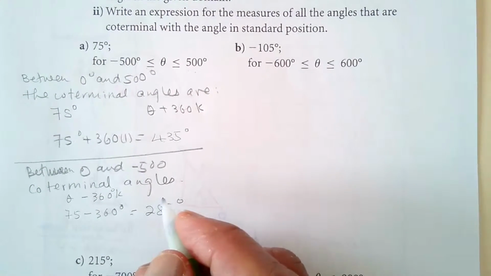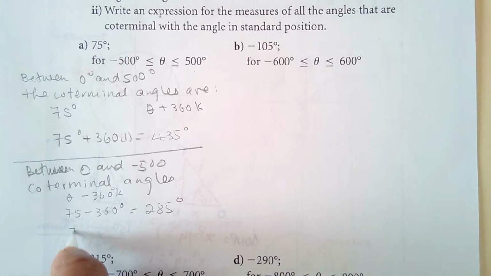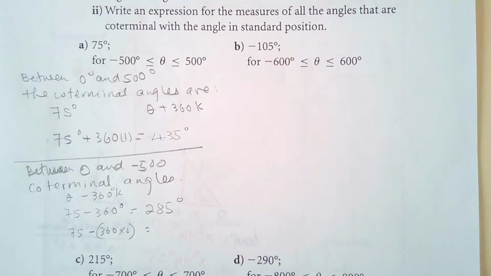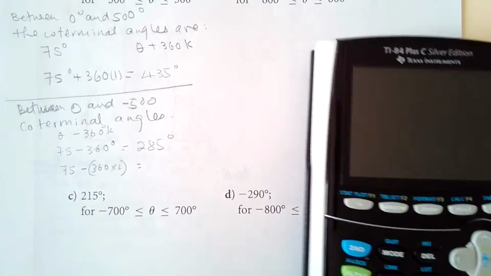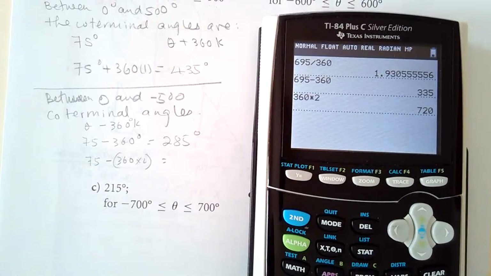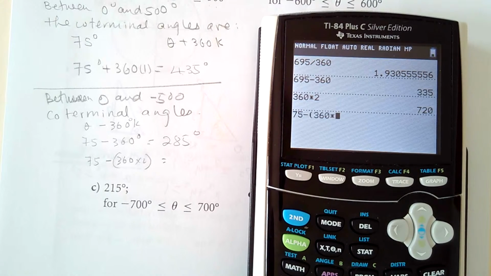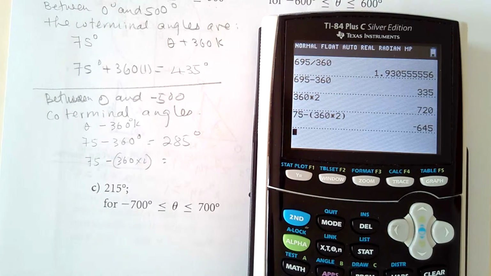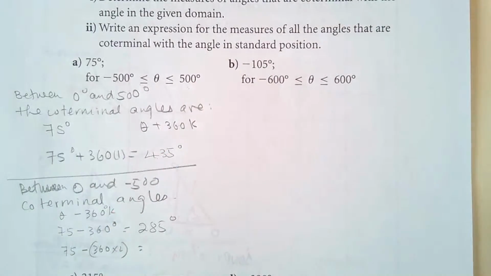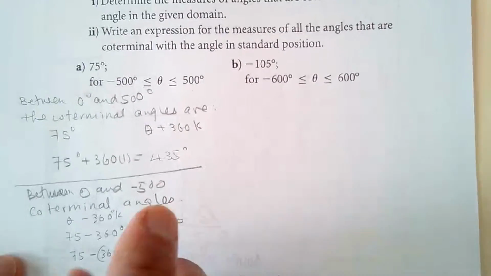Now, can we go any further than that to say we have 75 minus 360 times 2? Let's just experiment here. What do we end up with? We have 75 minus 360 times 2, which is negative 645. It's beyond negative 500. So that's the final answer.